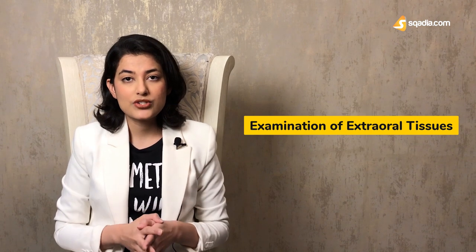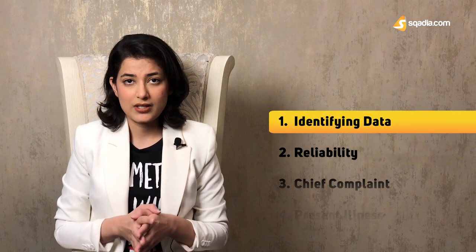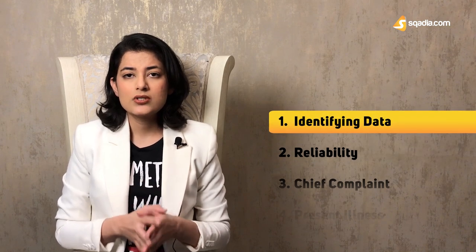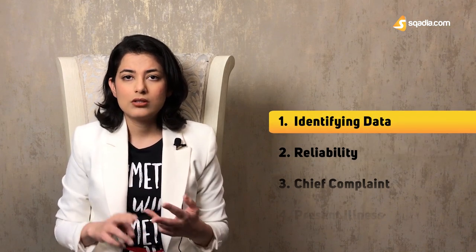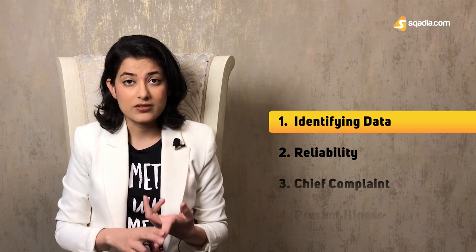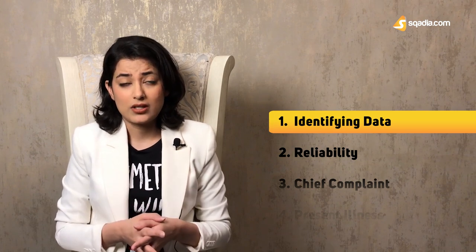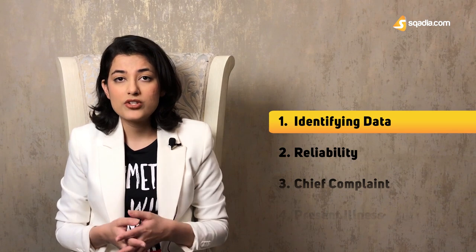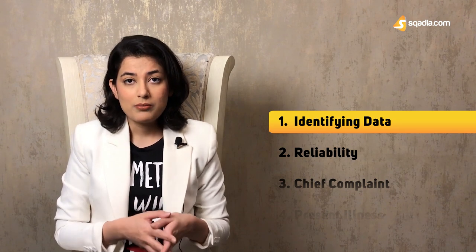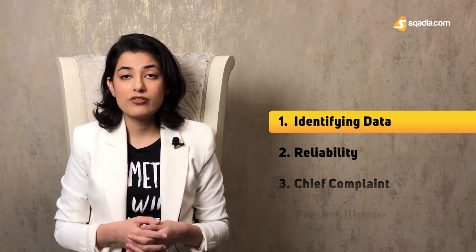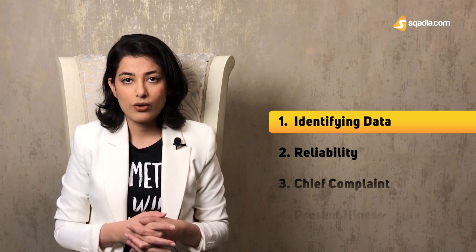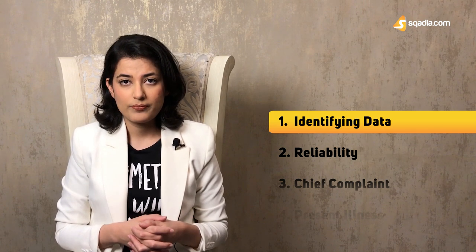There are 8 components to history taking. The first one is the identifying data. The data includes age, gender, occupation, marital status and such, along with the sources of data, which are usually the patients. However, a family member or friend, letter of referral or clinical records can also be used as the source of data.